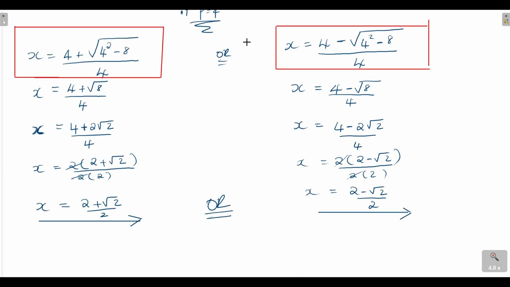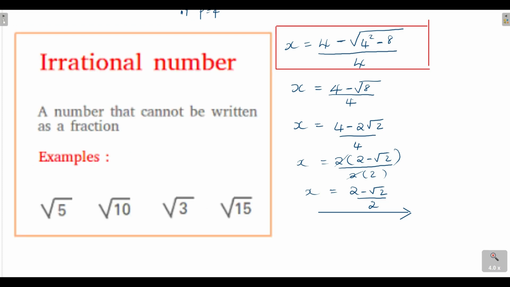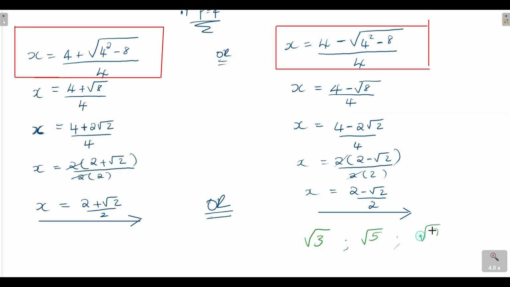An irrational number is a number that cannot be written as a simple fraction. Numbers that can't be written as simple fractions include the square roots of prime numbers. So the square root of 3 cannot be written as a simple fraction. Square root of 5, it cannot be written as a simple fraction. Square root of 7. If you were to convert these values from surd form into decimal form, you'll find that there's no pattern.